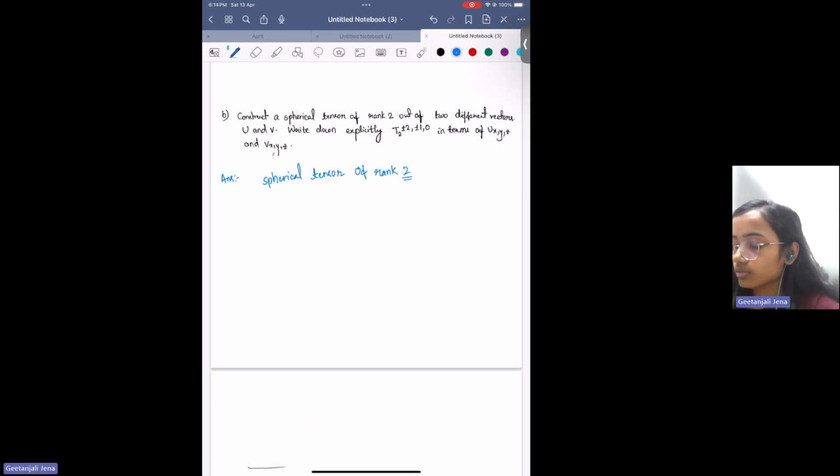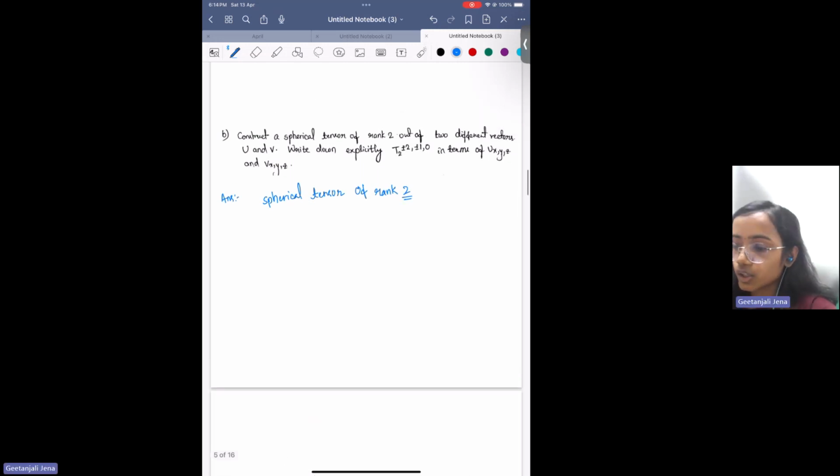So for rank 2, you know that the vector u and v are the spherical tensor of rank 1. So if you want to find out a spherical tensor of rank 2, what you can do, you have to take, so let us first write down the expression for the vectors in terms of spherical tensor.